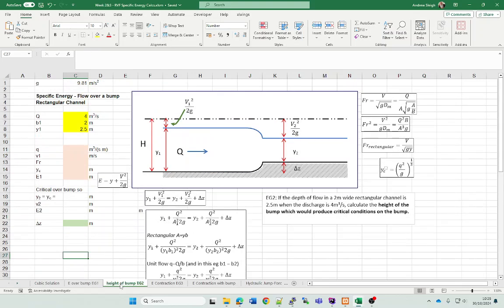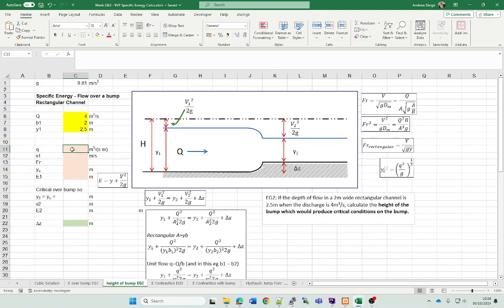So let's see, the second example was to calculate the height of the bump which would cause critical depth in the channel. So set up as we did before. We've got a width, so we've got a flow rate going in. We've got a width of the channel, rectangular channel. We've got a depth of the upstream flow. We want to know the depth downstream, y2, and we want to know the height of the bump, which will cause critical depth. So this y2 is going to be critical depth.